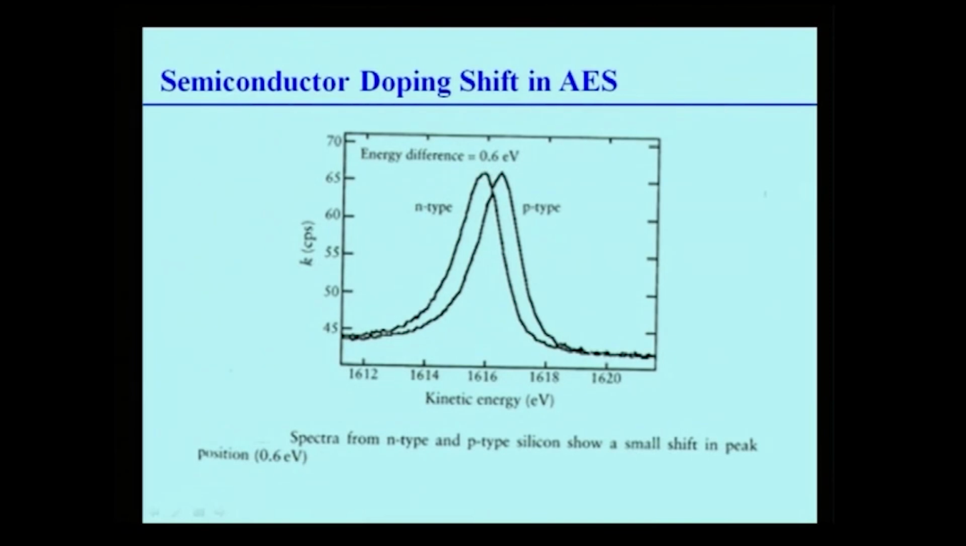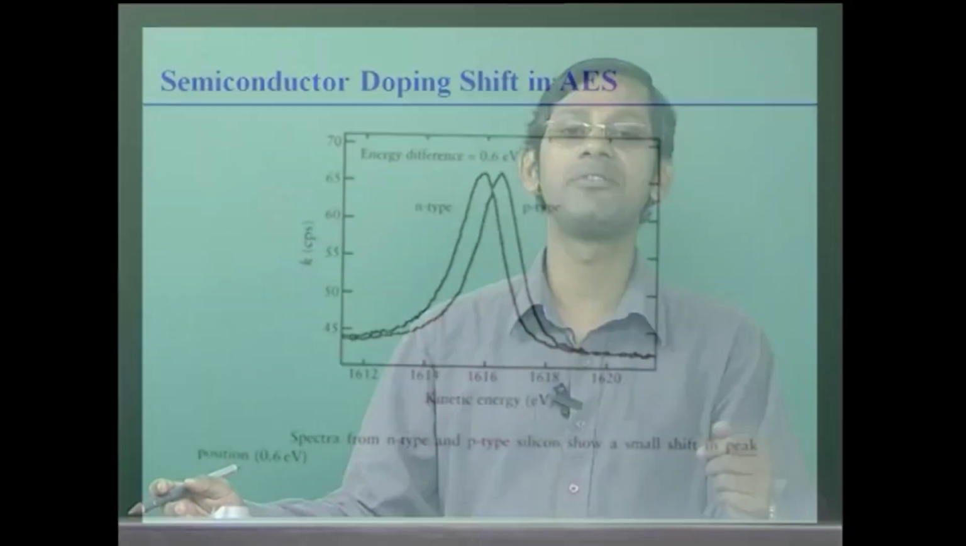Let us talk about semiconductor doping of silicon. The difference between P and N type silicon can also be distinctly seen in the AES spectra. That is what is shown in this slide. So you know that P and N type silicon can be created by doping different elements. If you dope silicon with a group 5 element like phosphorus, you get N type, and if you dope with boron you get P type, or other elements like that.